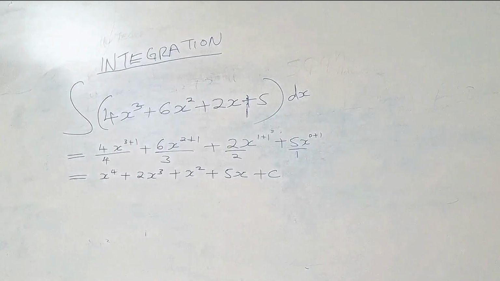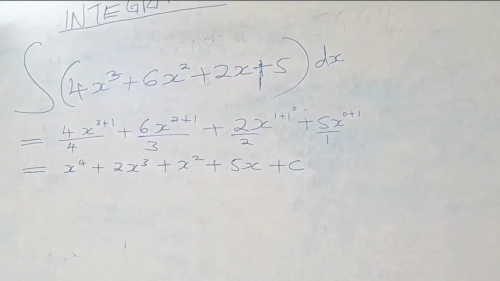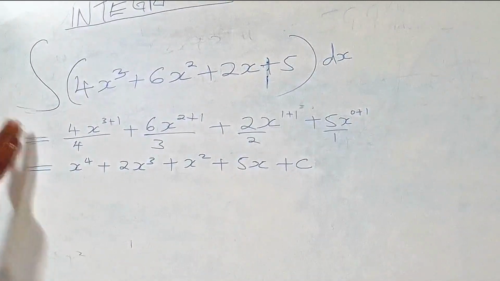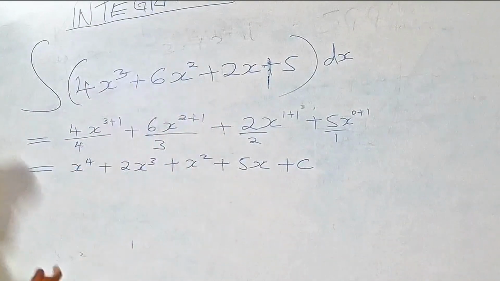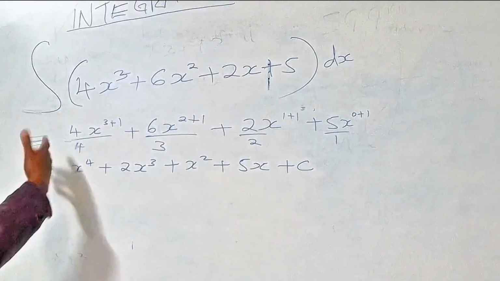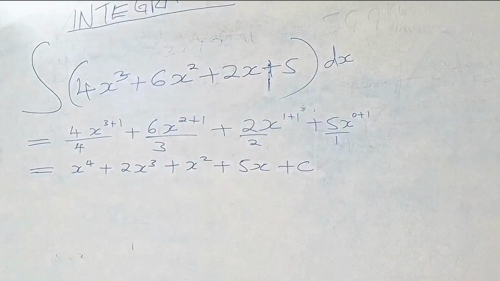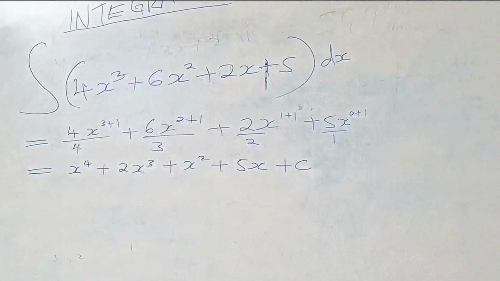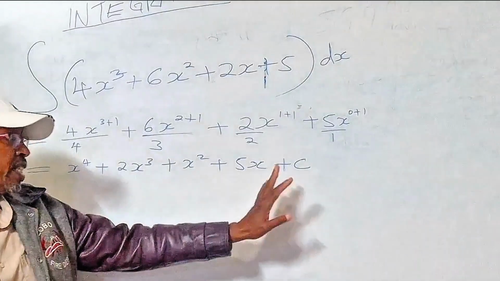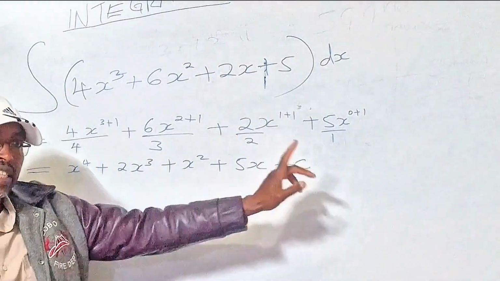You can integrate term by term. Given an expression that has various terms, you can integrate term by term and then you add to give you the same answer. Remember, because we have a c here, it is still an indefinite integral.